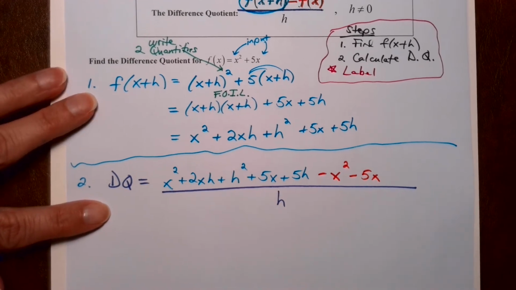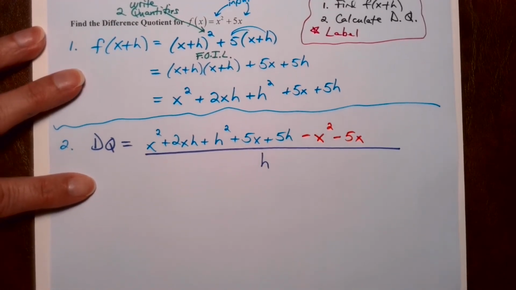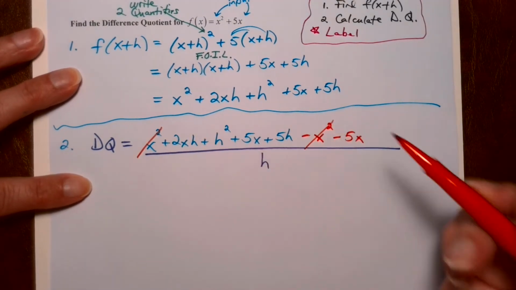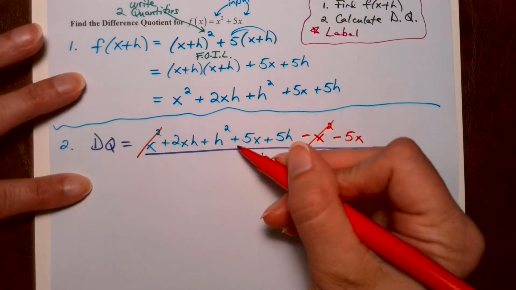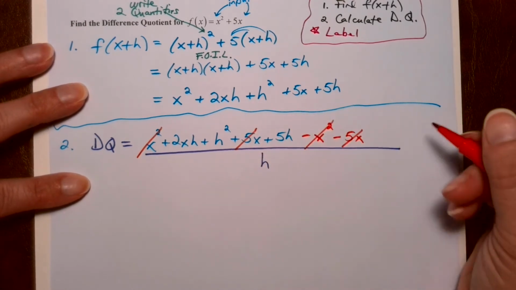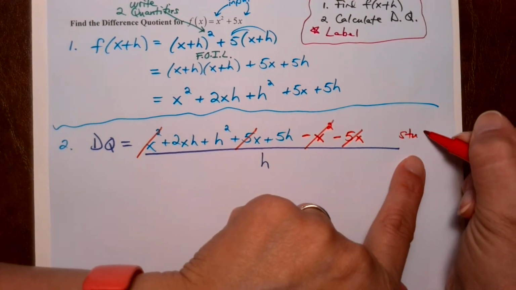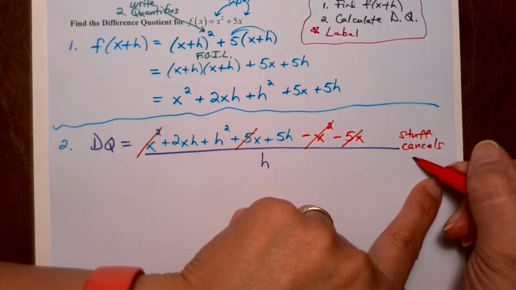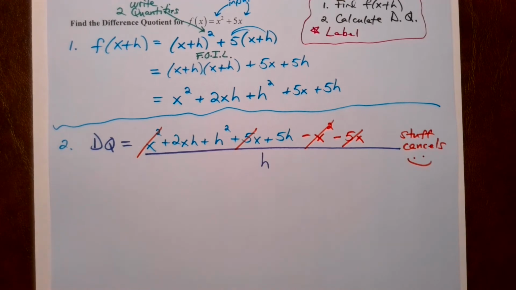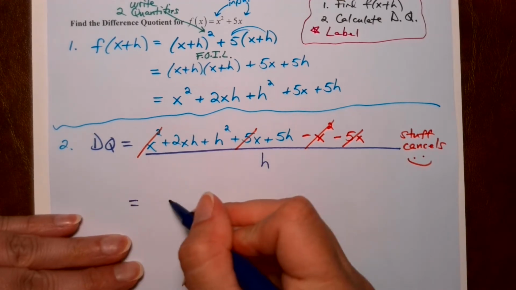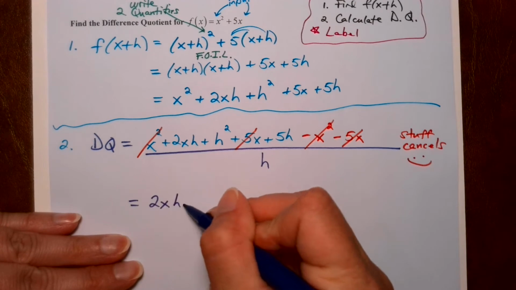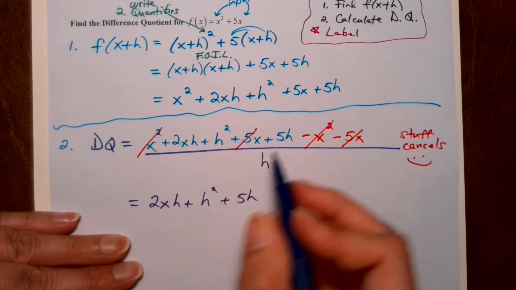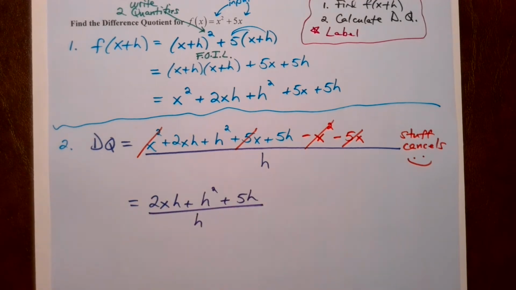Now a couple things are going to happen if you're doing it right. The first thing I notice here is x squared minus x squared, and we have plus 5x minus 5x. So stuff cancels. If you're doing it right, that will always happen. So what does that leave us with? We have 2xh plus h squared plus 5h all over h.